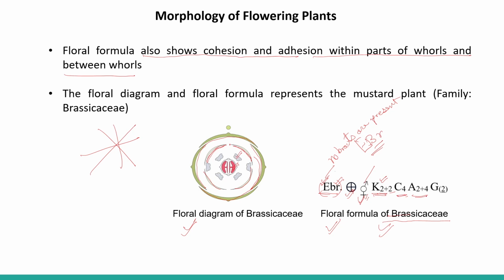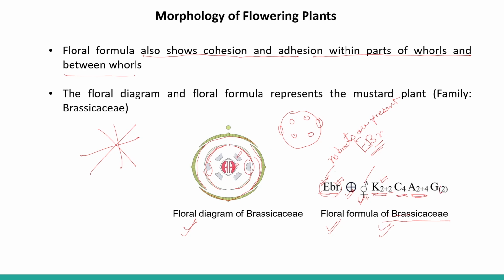Now androecium 2 plus 4, this is very, very important. The two androecium are present outside. They are arranged in two whorls. The two outside and 4 inside. So it is written as 2, 4.